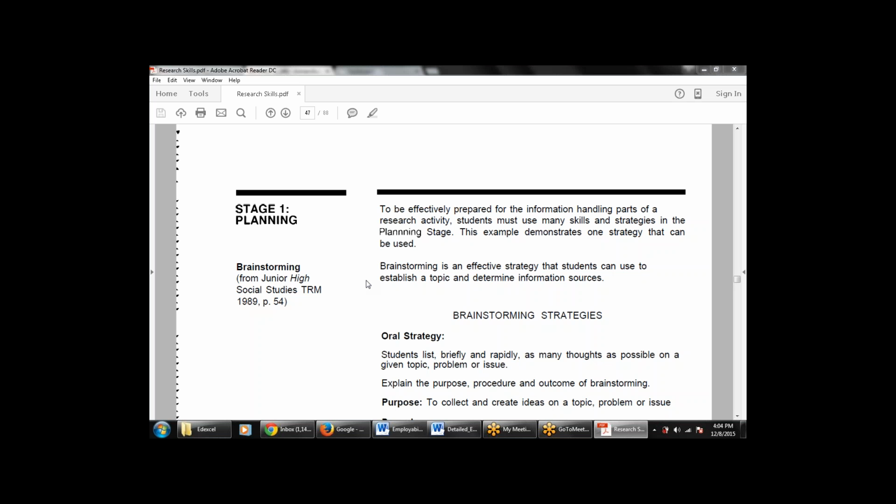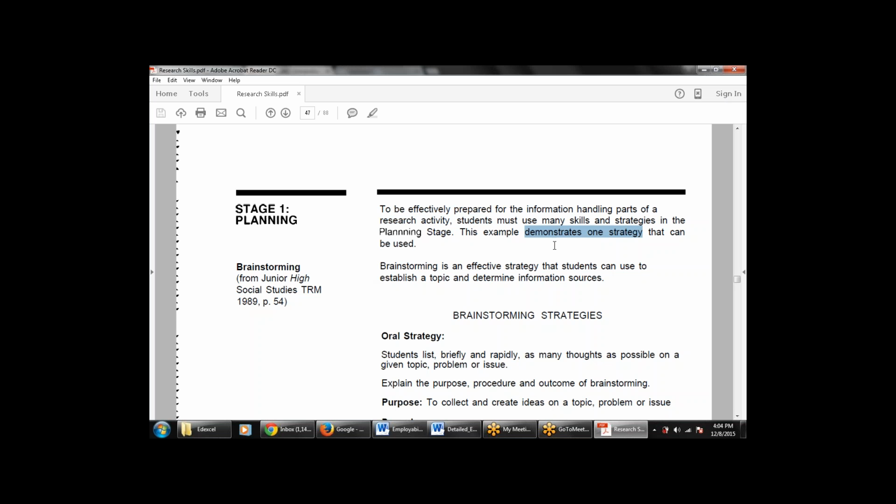In the last class we started with stage 1, the planning of putting into practice. To be effectively prepared for the information handling parts of a research activity, students must use many skills and strategies in the planning stage.